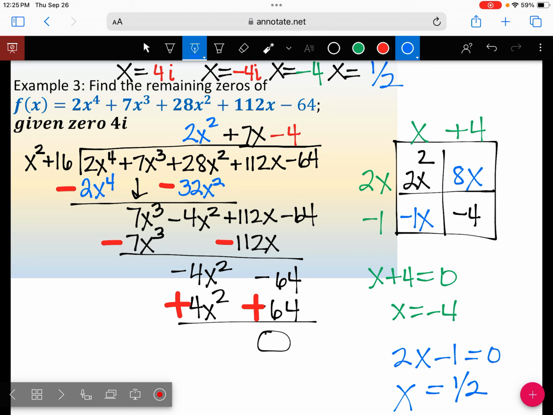So if they give you, and this is on the test, if we give you one that's imaginary, you can't do synthetic. You have to do long division. All right, I'm going to end there. Tomorrow we're going to just do a little bit more practice, but I've now covered everything that's on your quiz.